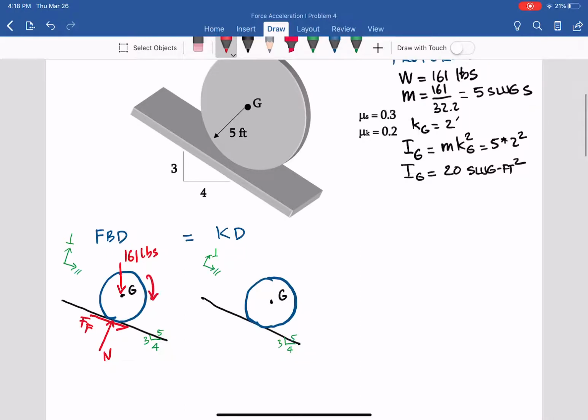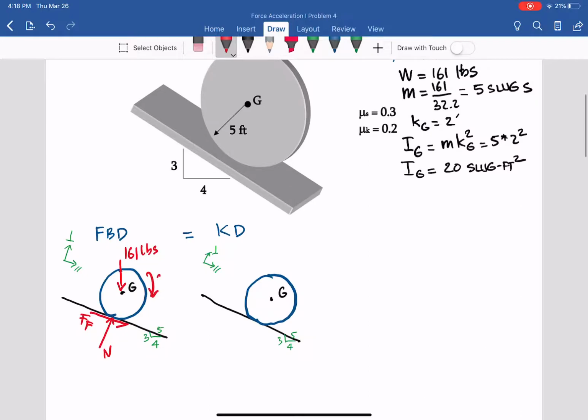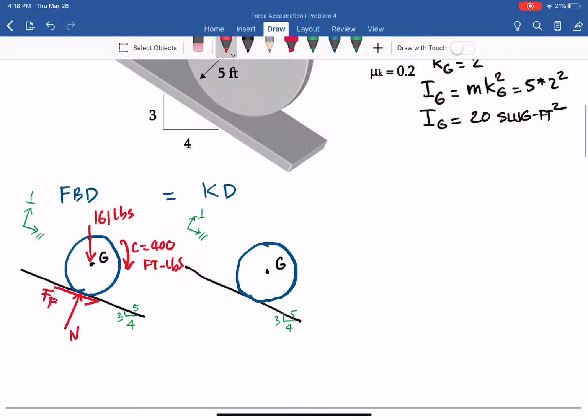So that is all the forces, moments and couples on the free body diagram. So show it here, not on the kinetic diagram. Keep that in mind. So you have C equal to 400 foot-pounds. Make it clearer, foot-pounds in there, and that is all for the free body diagram.